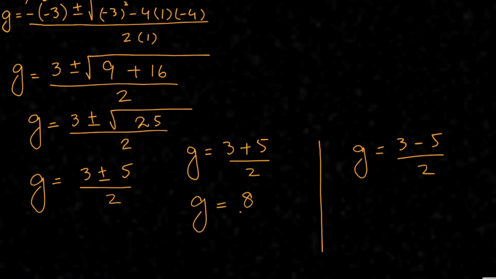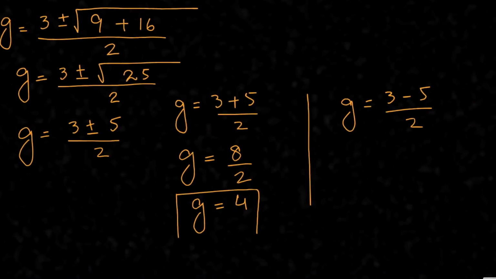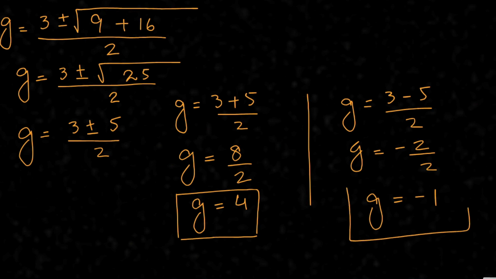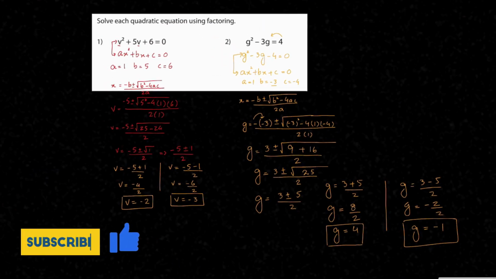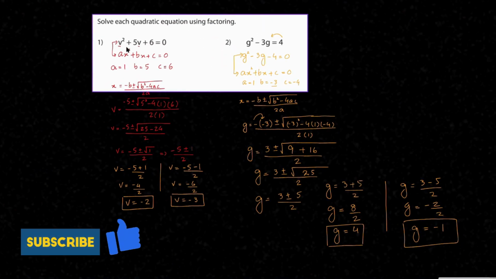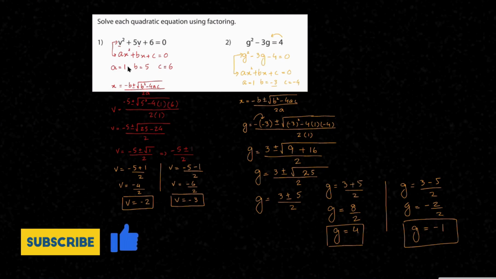If I do it, it becomes 8 over 2, and g is equivalent to, what is 8 divided by 2? That's 4. And if I move on to this one, 3 minus 5 is equivalent to minus 2 over 2, and g is equivalent to minus 1. So that's the solution for the second equation as well. This is how you can easily solve any quadratic equation using the quadratic formula.